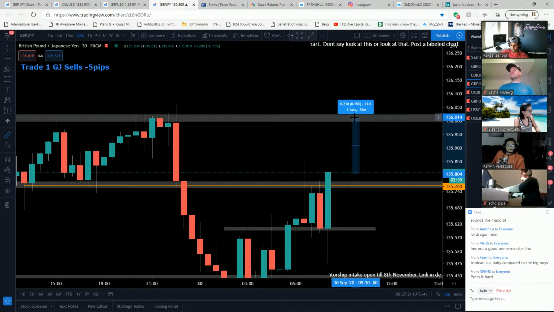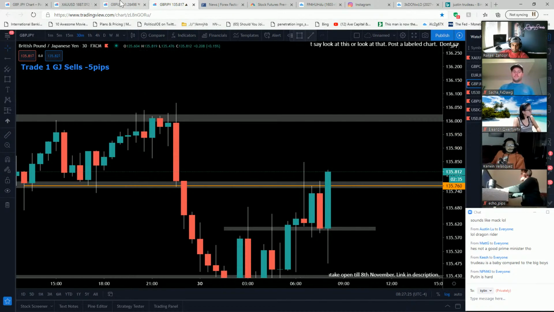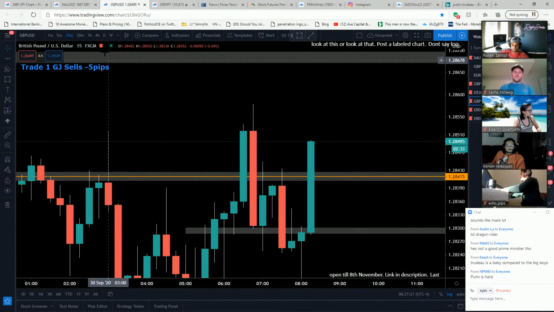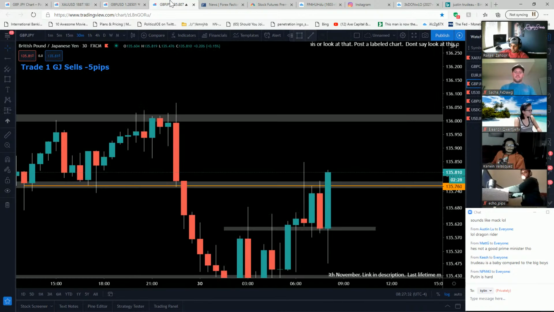Yeah, GBP/JPY is going back to 136 for the session. GU is also pumping. Gold is also pumping here now. Yeah, I just took one trade here today and that was it.